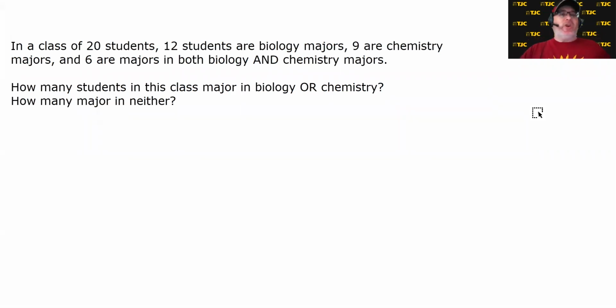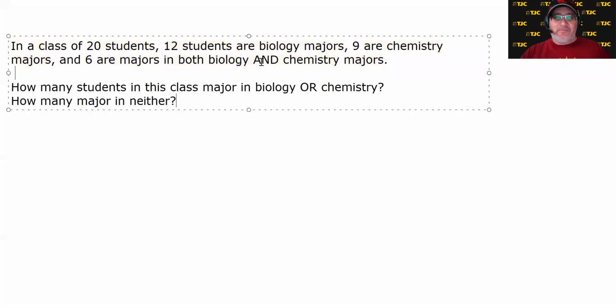All right, so let's read the question again, this time with some highlighting. In a class of 20 students, 12 are biology majors, 9 are chemistry majors, and 6 are majors in both biology. Bad grammar. One second, folks.